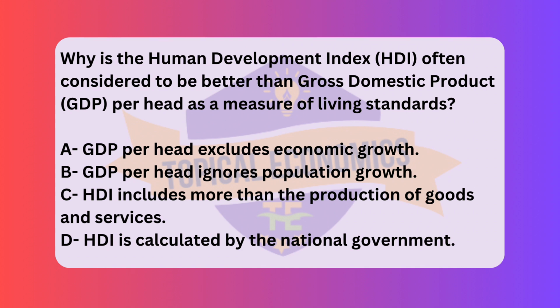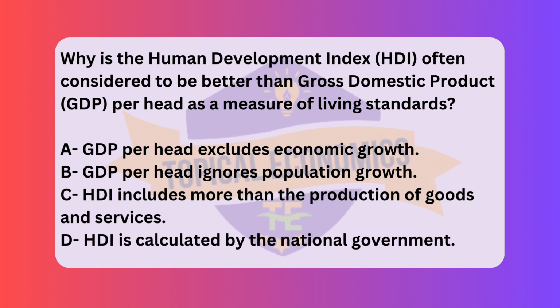Next, option B, GDP per head ignores population growth, is incorrect. GDP per head is calculated by dividing a country's GDP by its population, so it inherently takes population size into account. It does not ignore population growth, but it does not measure how that population's well-being improves over time. A growing population can mean a lower GDP per head, even if total GDP is increasing.